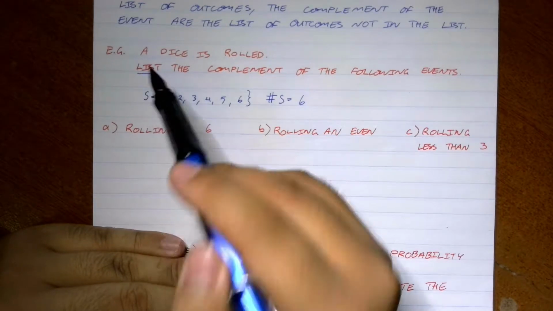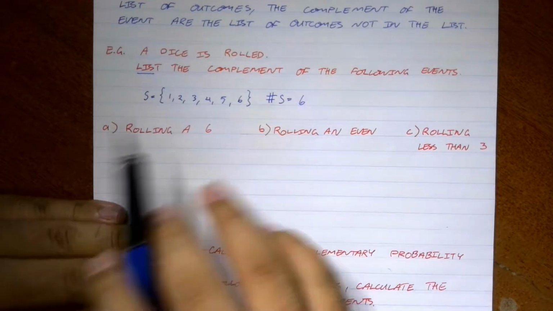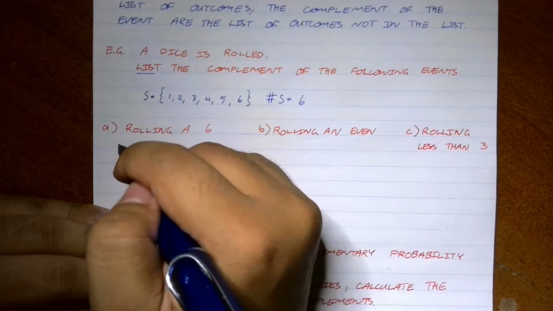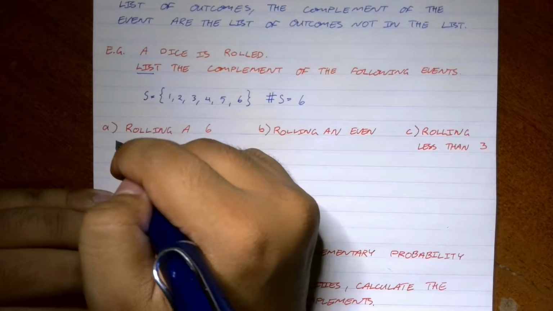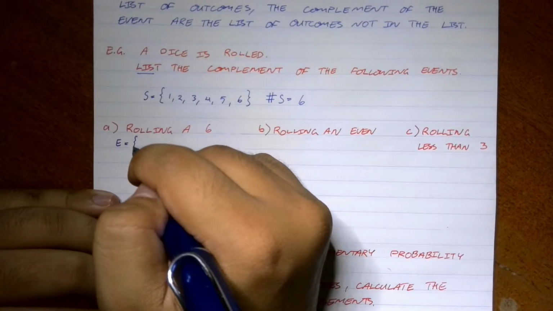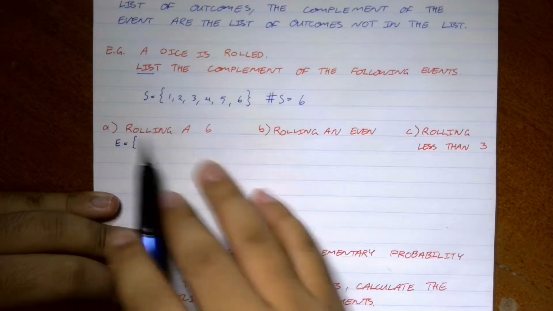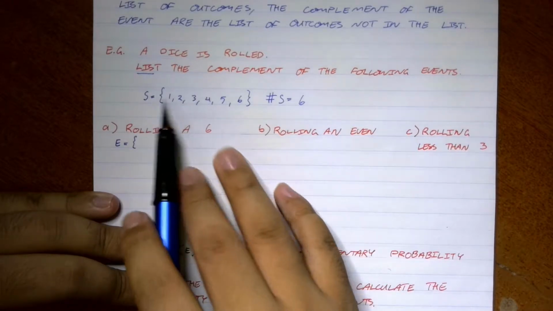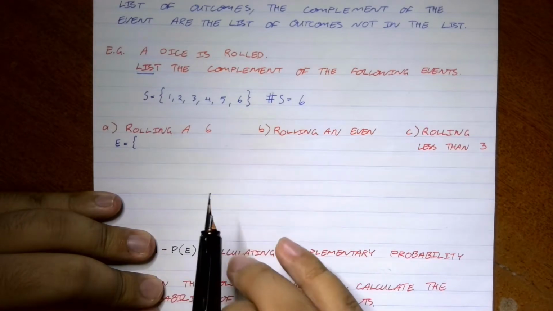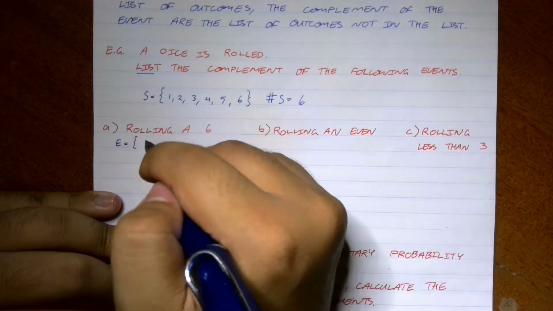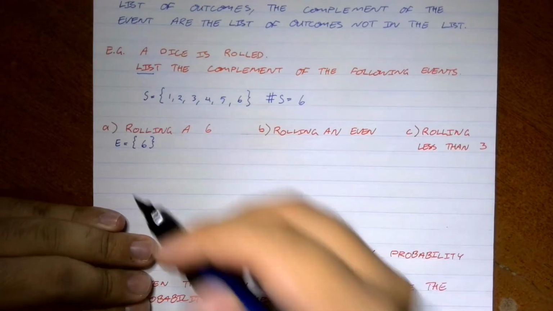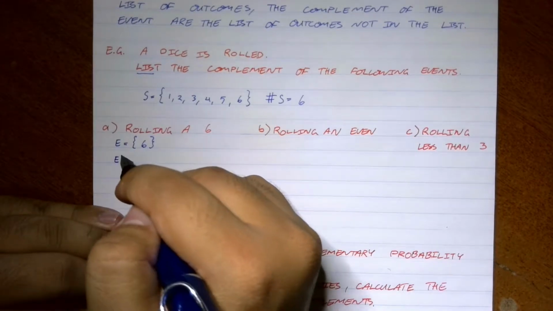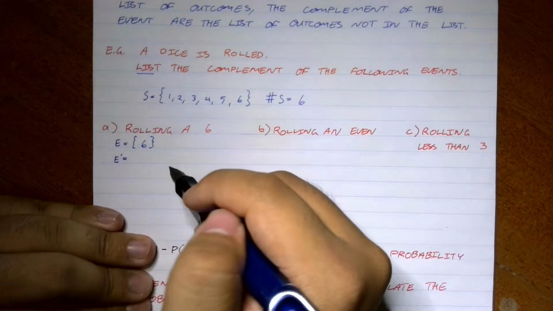Notice how we're saying to list the complement. So rolling a 6, and it's also good to show you how to write the notation for this. The event E of rolling a 6, well, what outcomes in our sample space roll a 6? Well, it's a 6. It's very straightforward. And now to list the complement of the event, we write it as E dash or E prime.